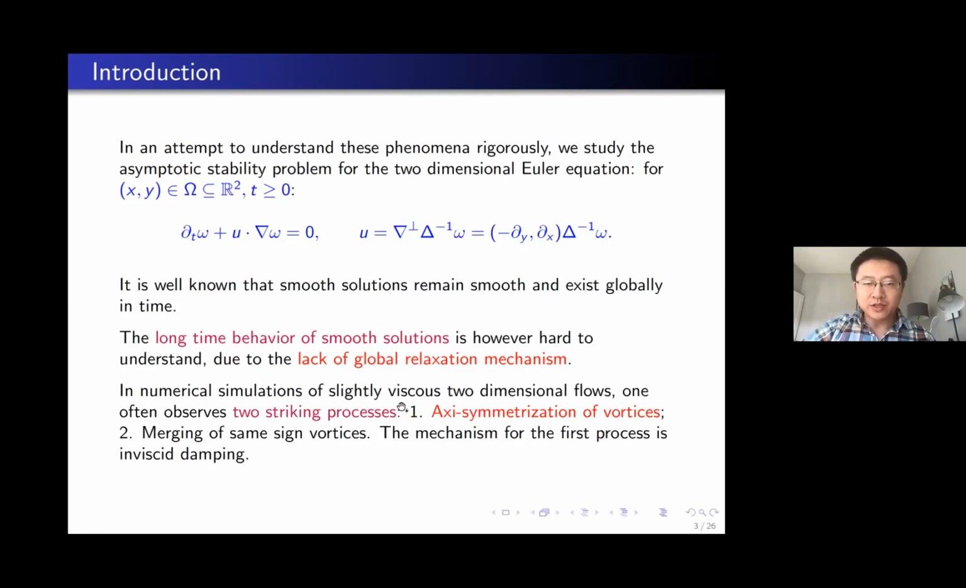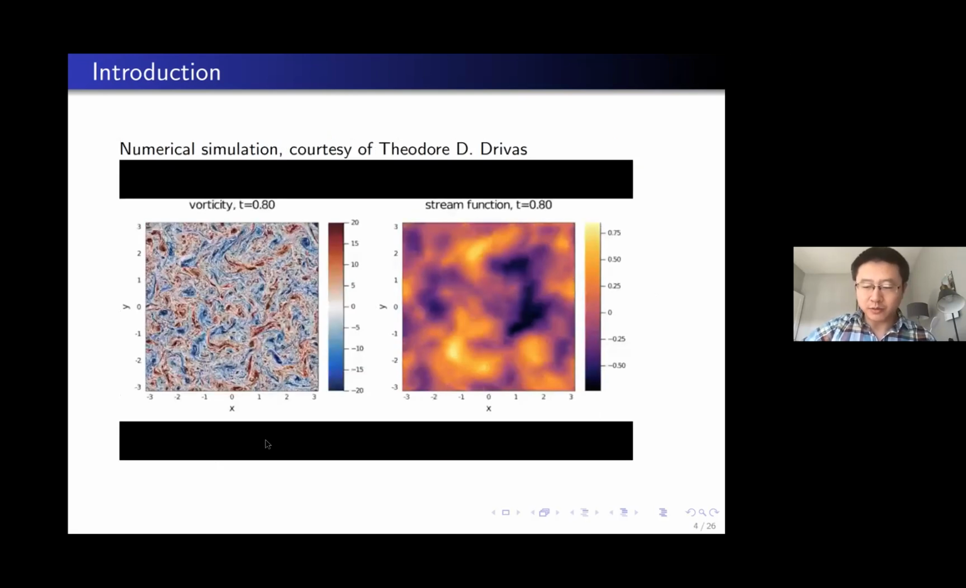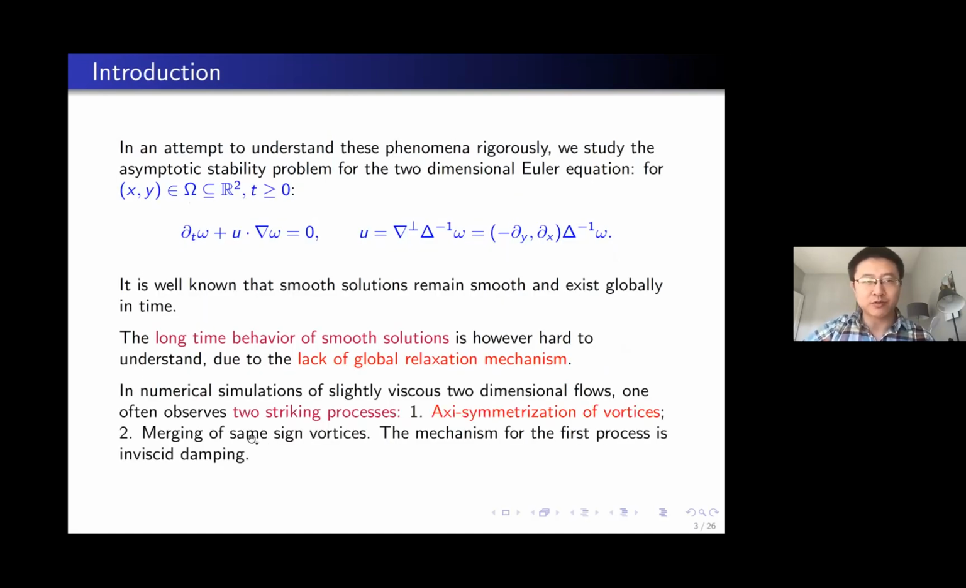In numerical simulations, at least for slightly viscous 2D flows, we often observe two striking processes. The first is the previously alluded axisymmetrization phenomenon for vortices, and the second is the so-called merging of same sign vortices. The first one is what we are primarily concerned with. The merging of same sign vortices is extremely interesting, but it's highly nonlinear, and even the physicists have some difficulty in figuring out why that's the case.